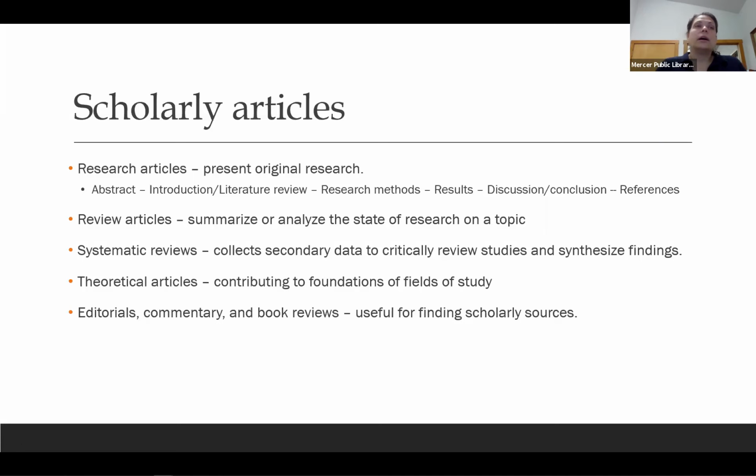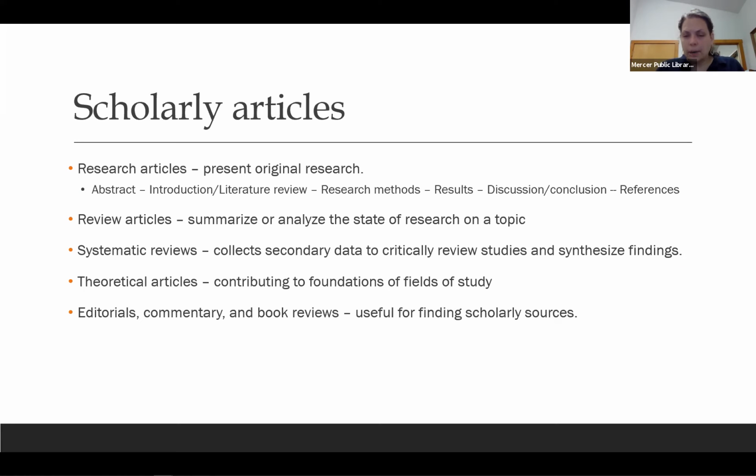Systematic reviews are collecting secondary data. So they're looking at data from other studies and synthesizing those findings. You'll often see them in fields of healthcare and public health and public policy because they will be able to identify wider trends. And sometimes they use what I mentioned earlier, those meta studies or meta-analysis, to statistically analyze the data coming from different studies so they can identify a bigger picture.